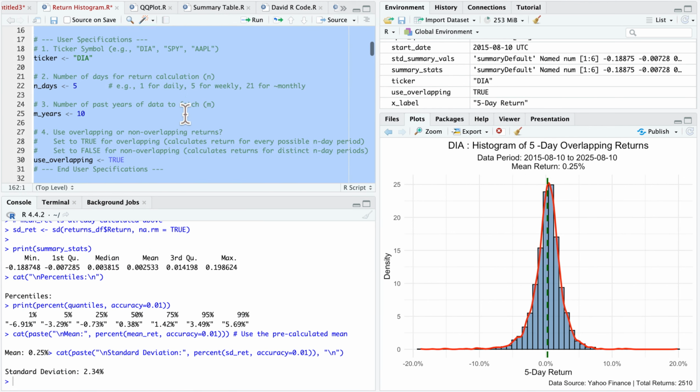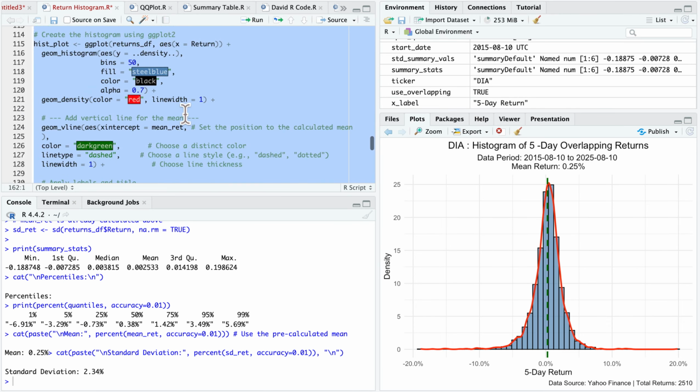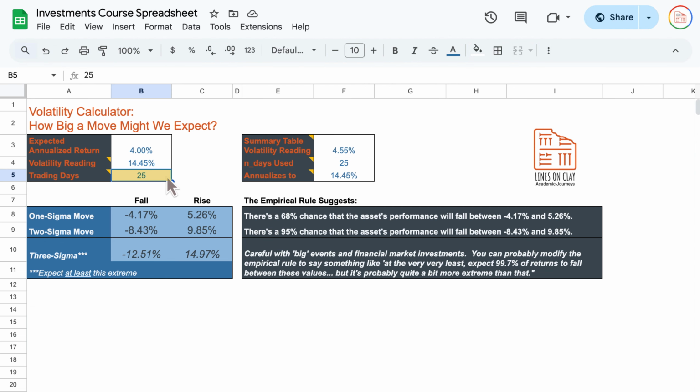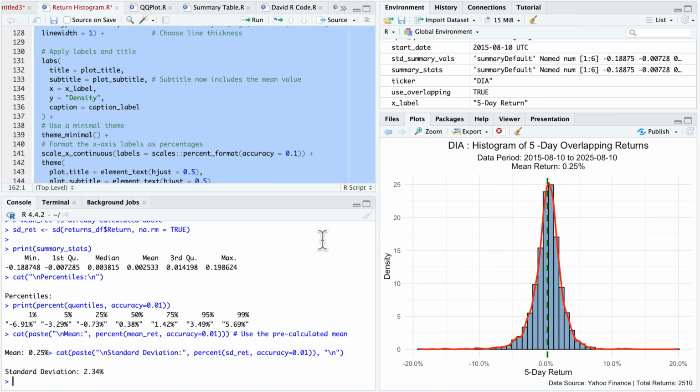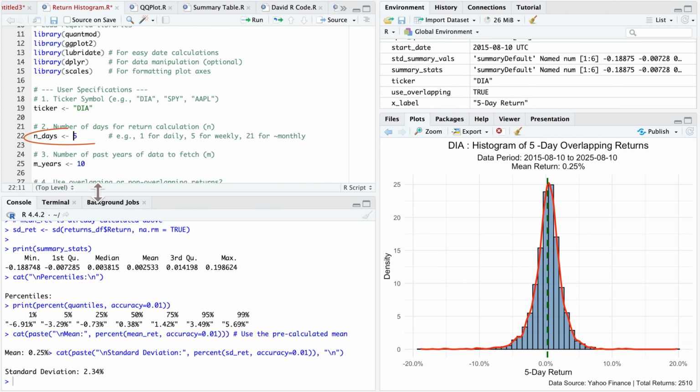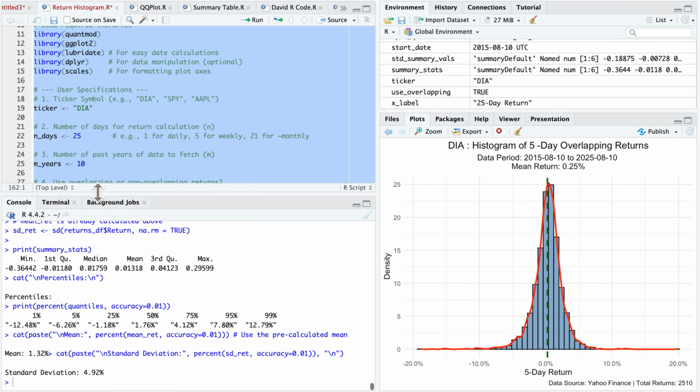And if I was in my return histogram code that I gave you, when I'm looking at a 5-day window, it spits out a standard deviation of 2.34%. And that's all well and good, but that is not annualized. So if I was, for instance, looking at a 25-day window, that was what was interesting to me, then up here in my R code, I would change from 5 over to 25. And because this volatility measure is not annualized, we're going to get something different.